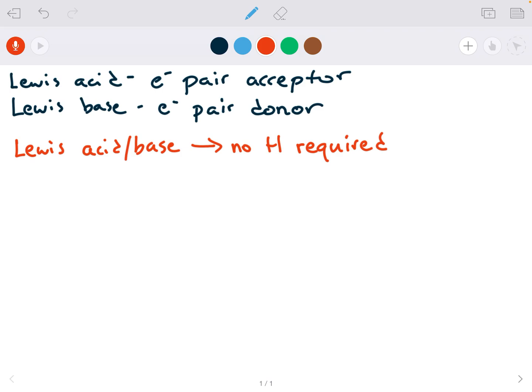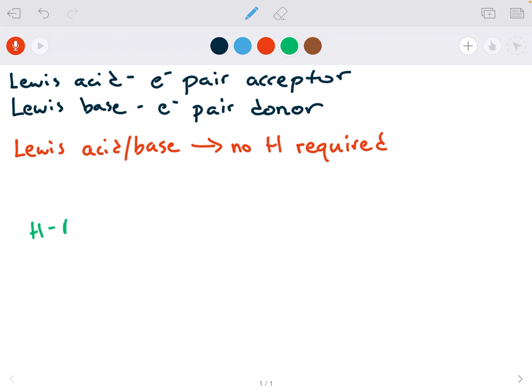For a Bronsted-Lowry, the definition is proton donor or proton acceptor. So you have to necessarily have a proton to be considered a Bronsted-Lowry acid or base. But as you'll see in a couple examples we'll do, there are compounds that don't have hydrogens on them that, if you put them in water, will make it more acidic. So the Bronsted-Lowry definition doesn't work in that case, but the Lewis acid or Lewis base definition does.